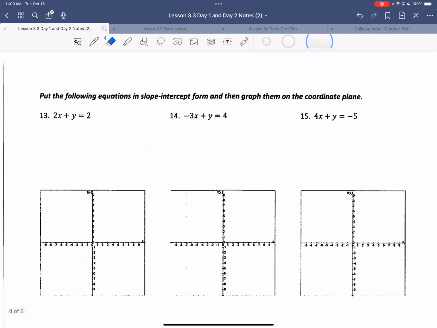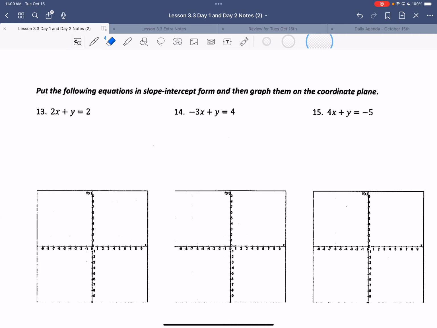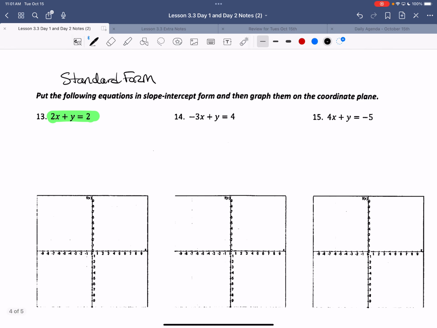Okay, so this is our second day of 3.3. What we have here, we've already talked about graphing. This equation is what we call standard form. You'll see it written as AX plus BY equals C. That just means there's X plus Y equals a number, and there are coefficients in front of it.